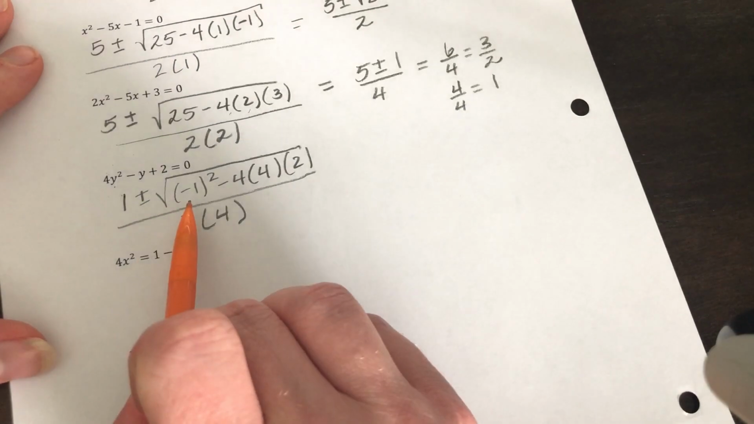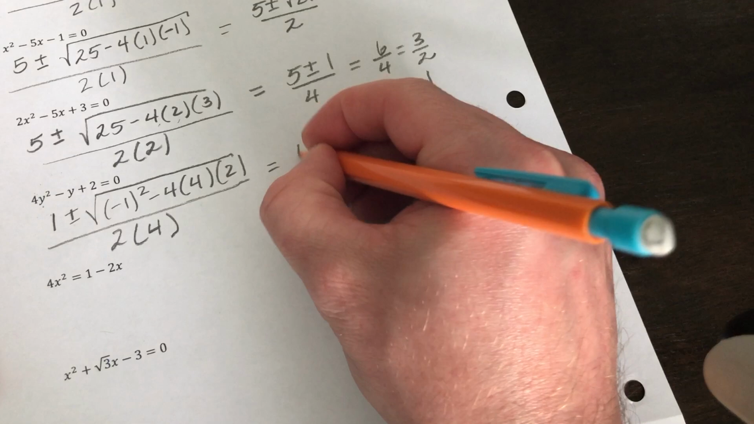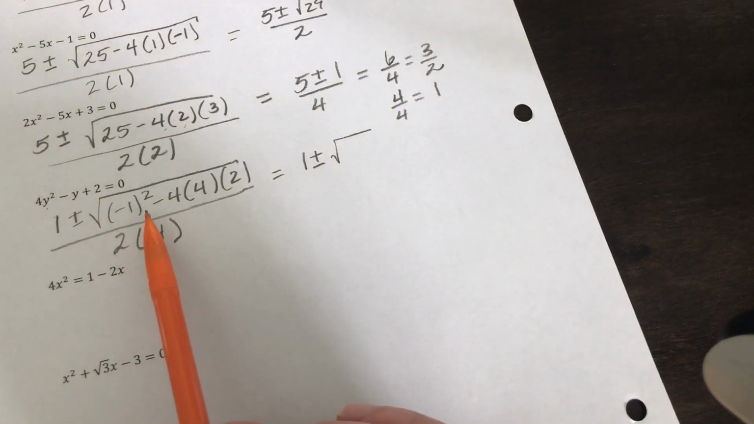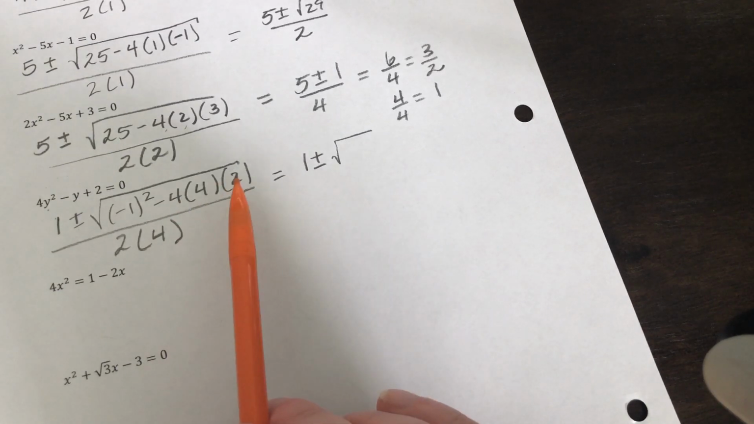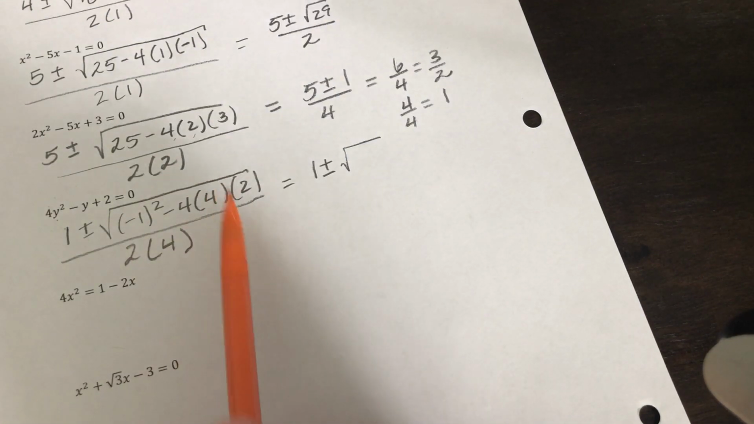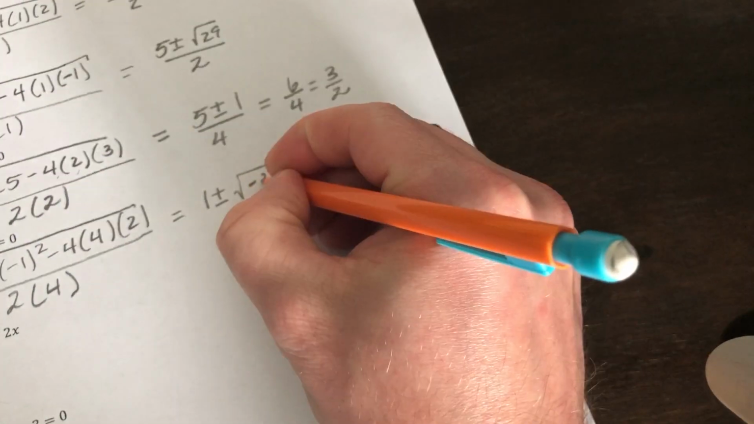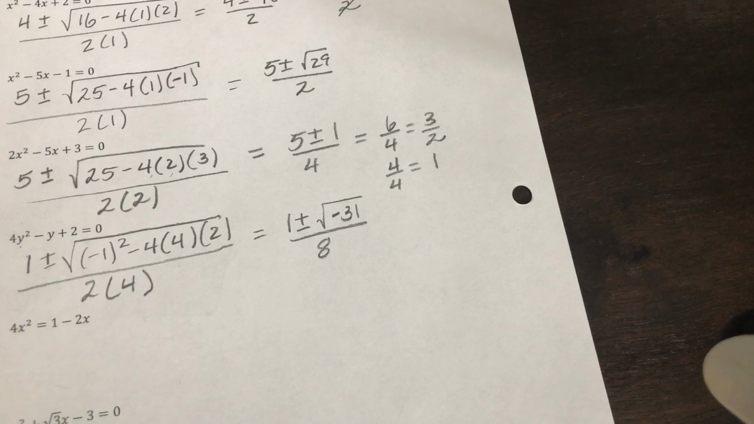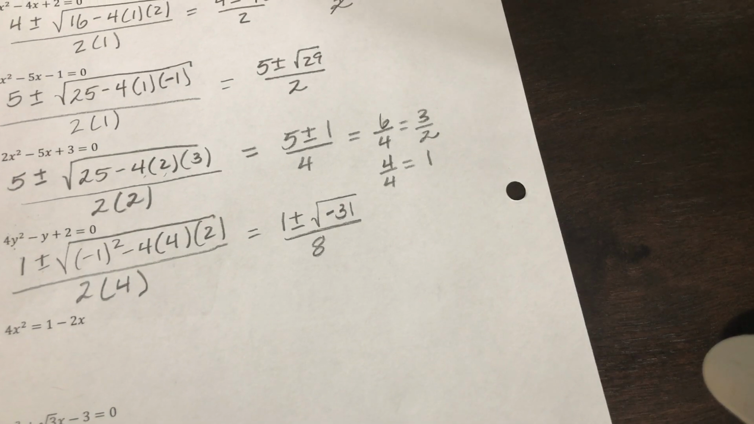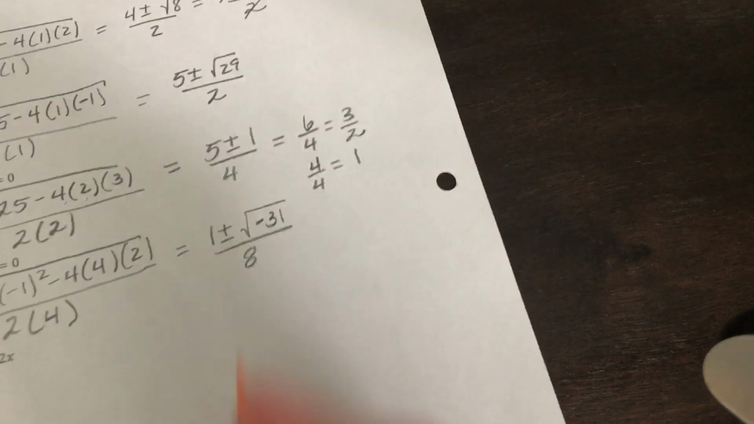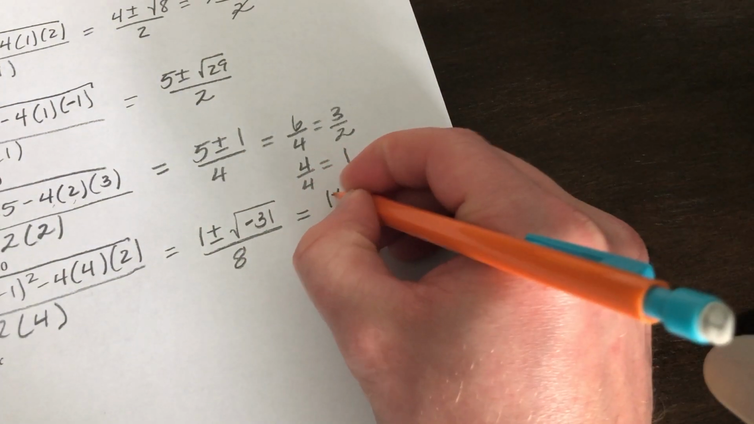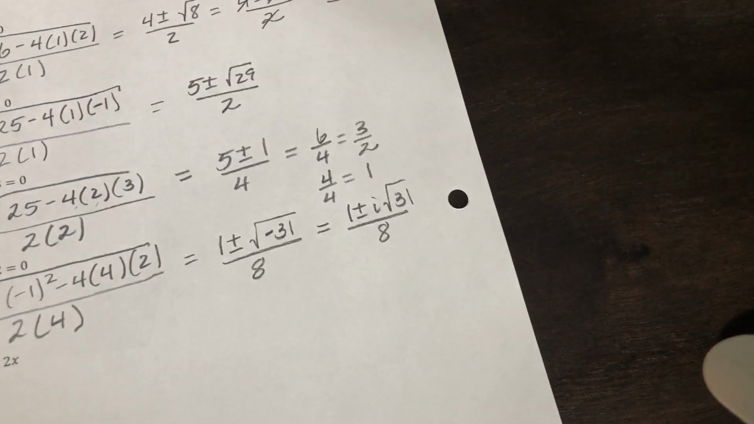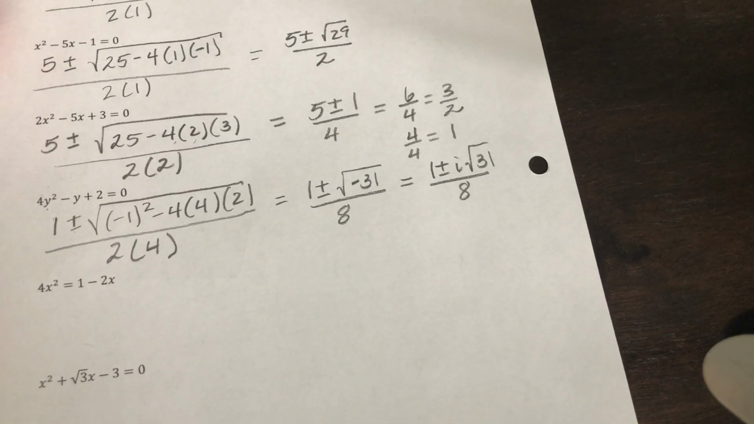Okay, so negative 1 squared is 1. Okay, so 16 times 2 is 32. So 1 minus 32 is a negative 31 over 8. Now, when we have square roots of negative numbers, we're going to factor out i, like we did a couple lessons ago. And that's what we get. Square root of 31 doesn't break down.